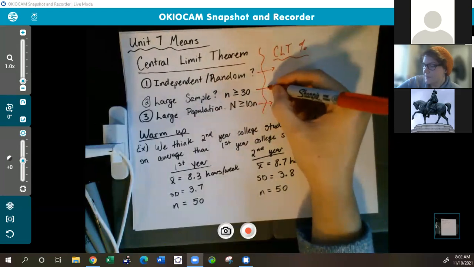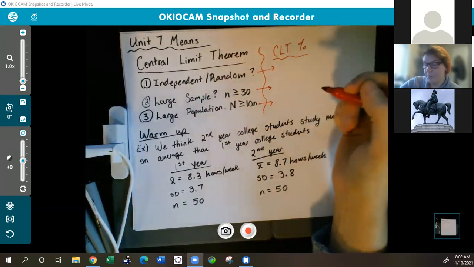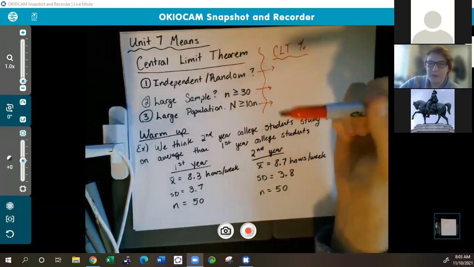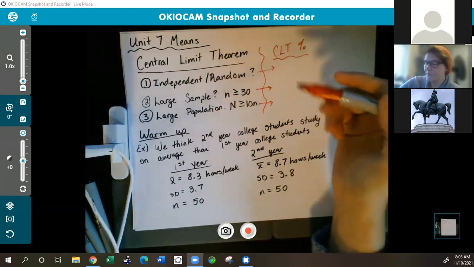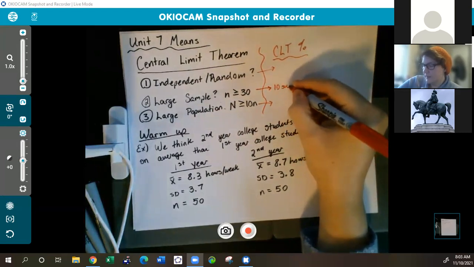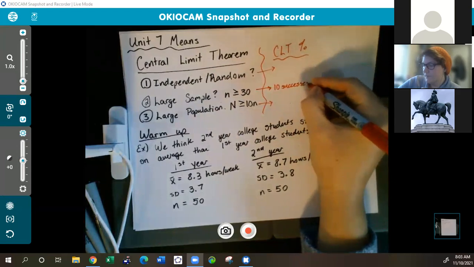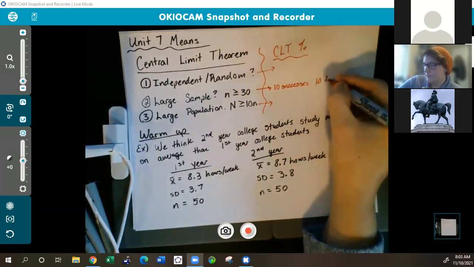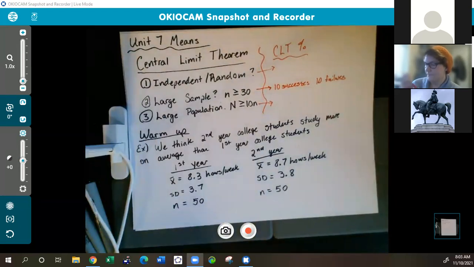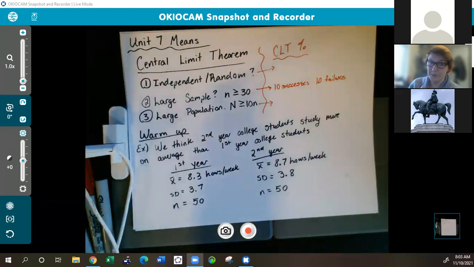The big difference is the actual size of our sample. If you're looking at means, we just need our sample to be bigger than 30. Then we're good to go. Whereas when we're looking at percentages, we need at least 10 successes and 10 failures. We can't have 10 successes and 10 failures when we're looking at averages because we're just looking at a number. We're not putting people into two groups.